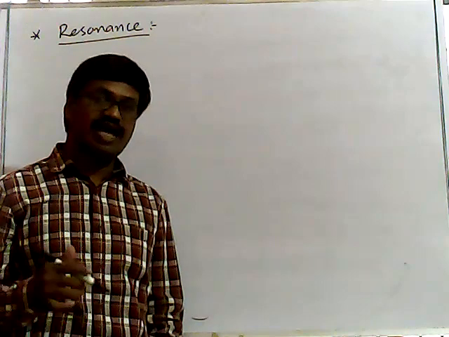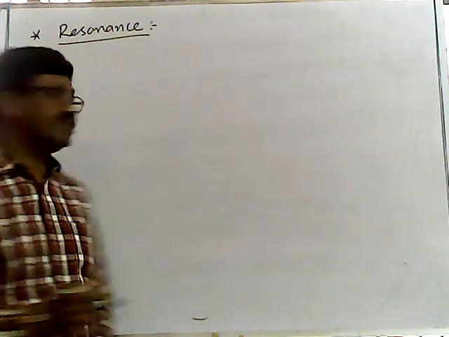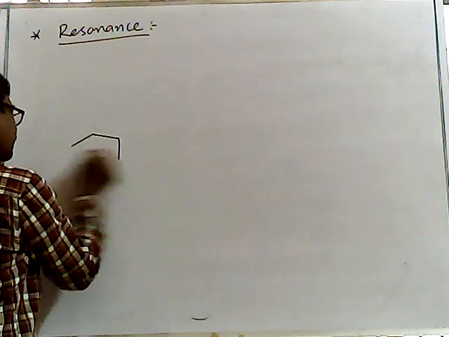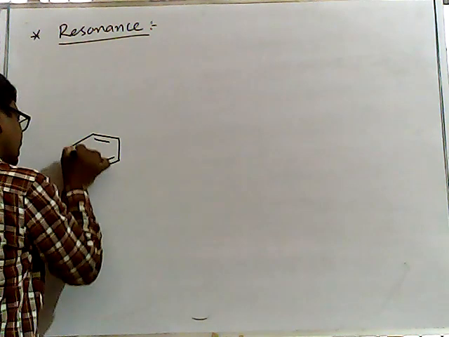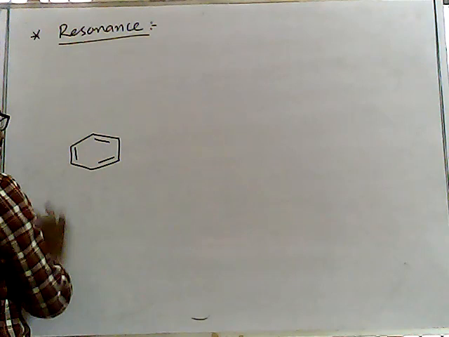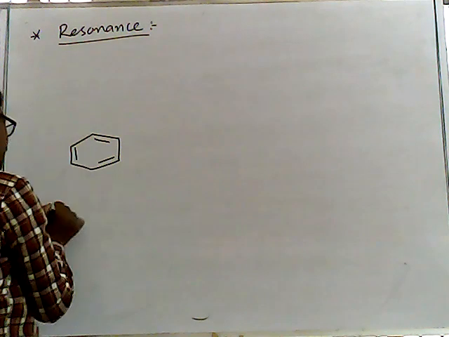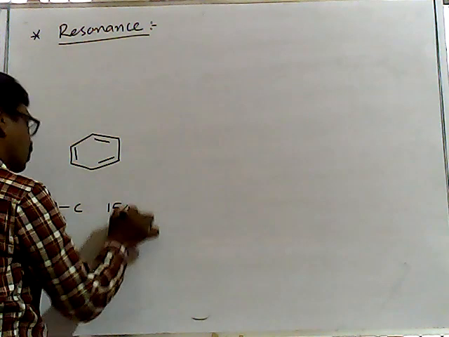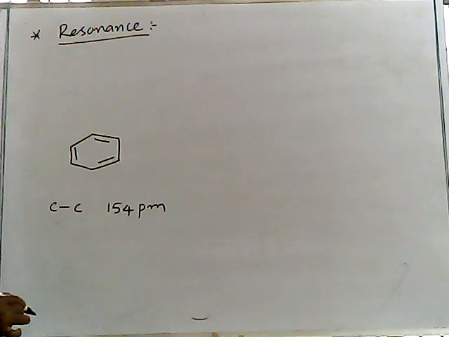And resonance hybrid has a real existence. See here, for example, I am taking the benzene ring. This is benzene. Like this you can write. So here, what is the property, as per a physical property? In benzene there is a single bond. If it is a carbon-carbon single bond, there should be a bond length of 154 picometers.